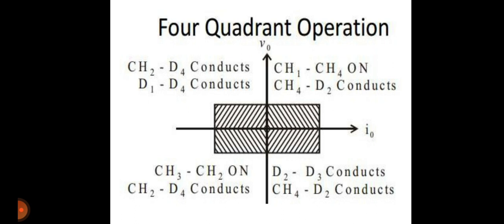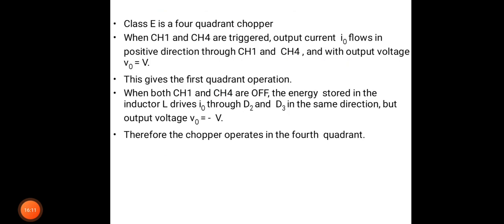When CH4 is turned off, current is fed back to the source through diodes D2 and D3. Here load voltage is negative but load current is positive, leading to chopper operation in the fourth quadrant. Also, power is fed back from load to source. Here the chopper operates as a step up chopper. This is the operation as we discussed earlier.